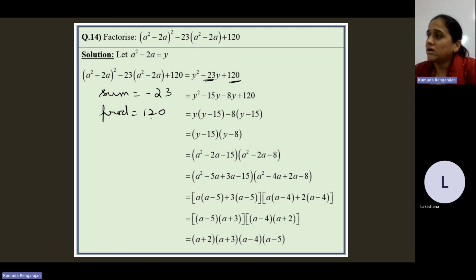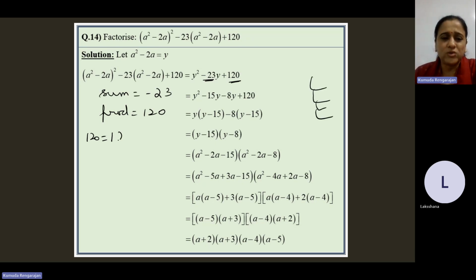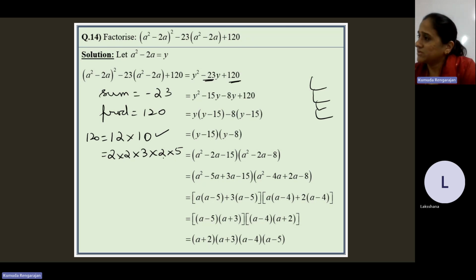Now we'll have to express 120 as a product of its prime factors. You can do this method, or you can just write it like this. What is 120? 12 into 10, right? And any tables you can use. So I write 120 as 12 into 10, and further 12 as 4 threes. 4 threes are 12, and 4 is further 2 into 2. So 12 is 2 into 2 into 3. And what about 10? 2 into 5. You don't have to actually do the long method. You can just write this number using any tables and then further decompose the numbers.